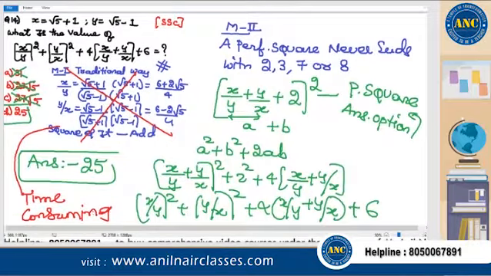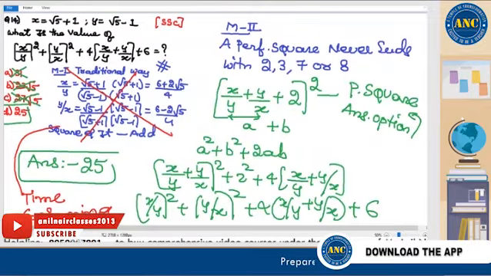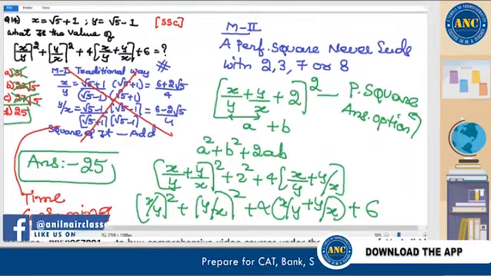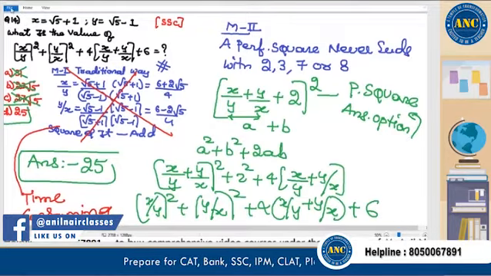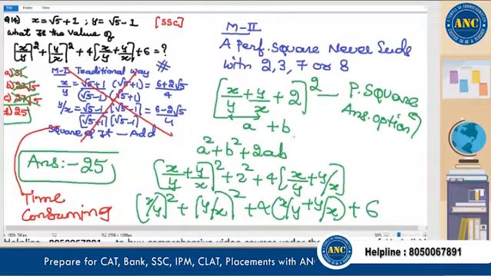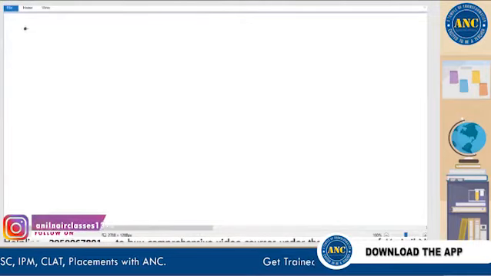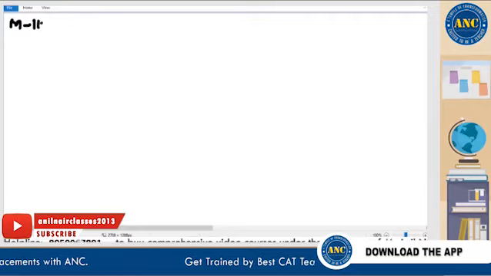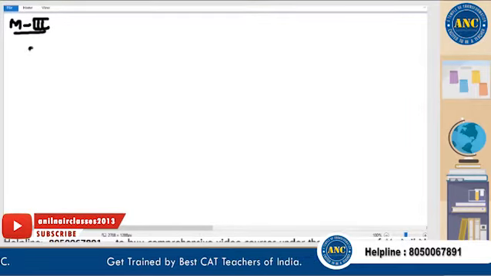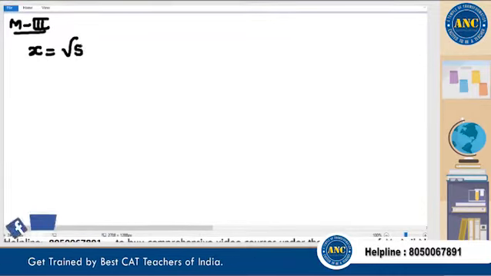Method 3. Whenever we get root problems, we did an approximation. Let us do method 3. Please write down method 3. I hope method 2 is clear, right? Method 3. Sir, we discussed an approximation. Can we do that one? Yes, definitely. We can do it in root related problems.